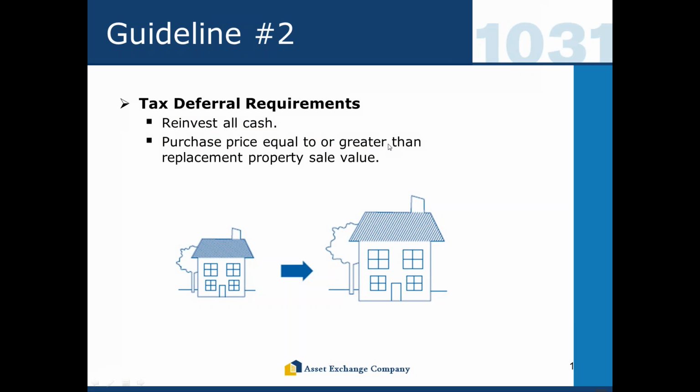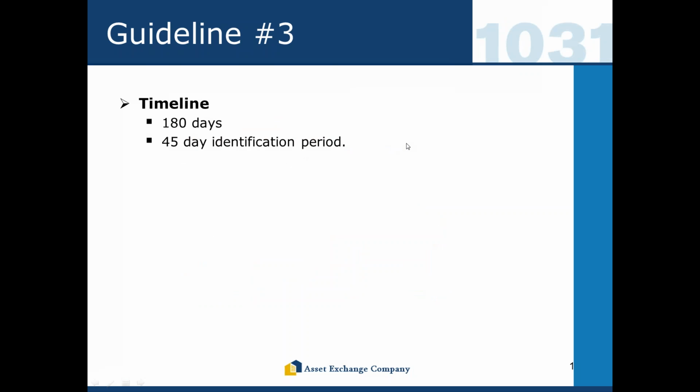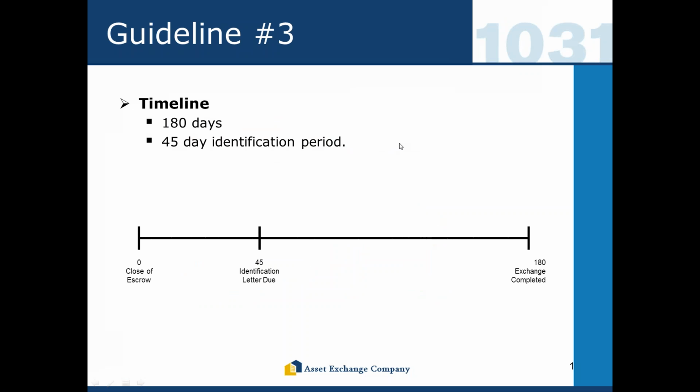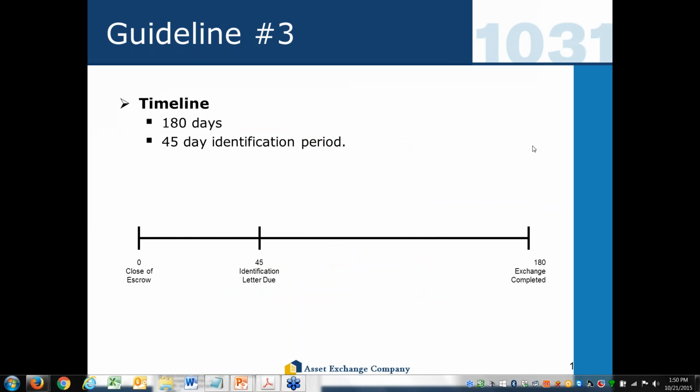So rule number 1, make sure your properties qualify. Rule number 2, buy enough real estate and spend all of your money. Rule number 3, when you are doing an exchange, you need to get it done on time.